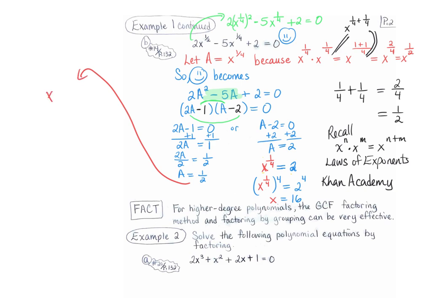So you have A equals 1/2. Remember, this is the same thing as X to the 1/4 equals what? 1/2, yes. Now what do we need to do to both sides? Raise both sides to the 4th power. So that's X to the 1/4 raised to the 4th equals 1/2 to the 4th.